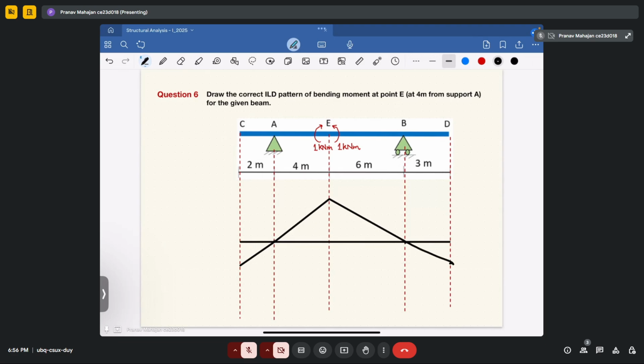Okay, so in this question, you are not expected to calculate the exact values of the bending moment diagram. You have to just qualitatively draw how the bending moment diagram of this beam looks like. Fine, so I can write this part to be positive, this to be negative. And if I talk about supports, this is your support C, A, E, B and D. Okay, fine, let's move to another question.